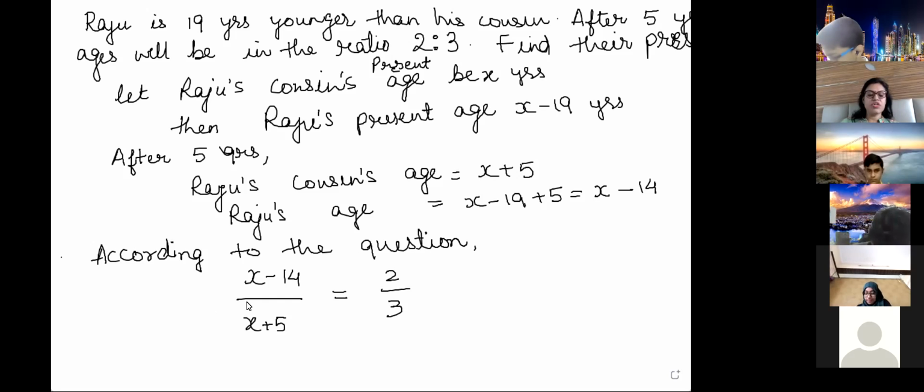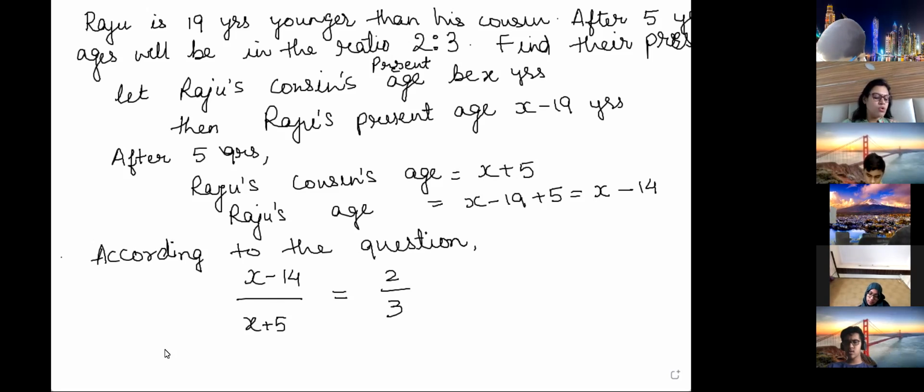This type of question we did in the last class. I have told you to cross multiply. Whenever this whole by this whole is there, you have to cross multiply and give me the answer.